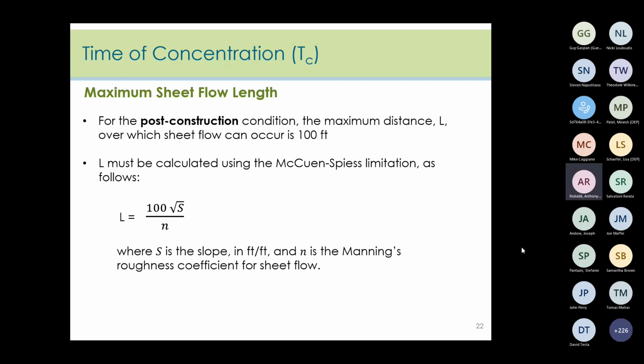For the post-construction condition, the maximum distance for which flow can occur as sheet flow, L, must be calculated using the McEwen-Speece limitation seen here, but is also capped by the 100-foot max. So if the sheet flow length calculated by the McEwen-Speece limitation criteria exceeds 100 feet, the sheet flow length must be limited to 100 feet. But if there is a site condition which limits sheet flow from occurring at a length calculated from the McEwen-Speece limit equation, even if it's under 100 feet, you can use that reduced sheet flow length. So now let's go into discussing what these variables are.